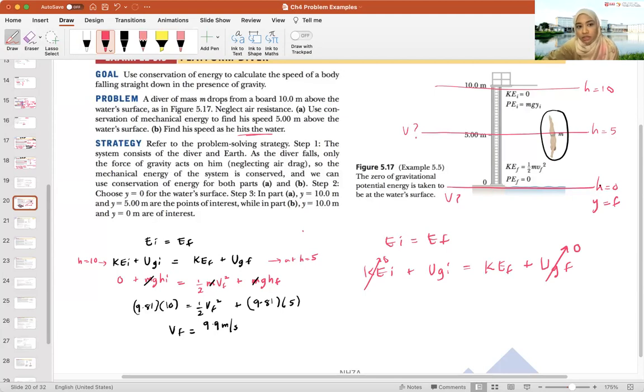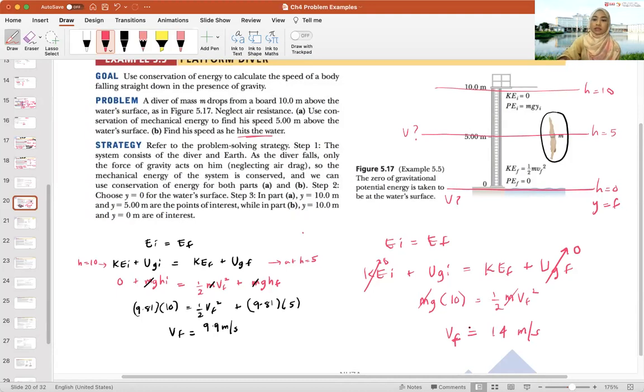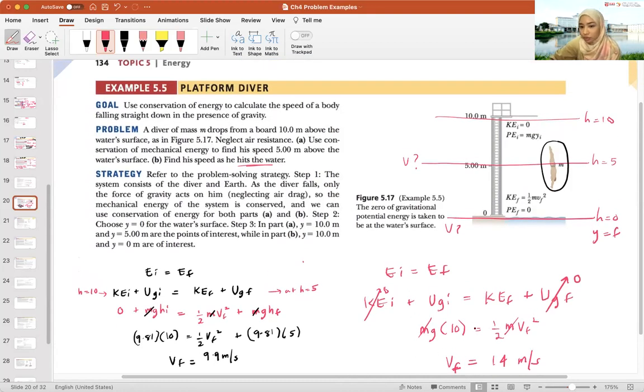This is our reference point. MGH is equal to 0 sebab H kosong. So now we have mg times with 10, equals 1 over 2 mv final squared. So senang je lah kat sini, m cancel out, 9.81 times 10 times with 2, and you get square root of that. So your v final is actually 14 meter per second. Kenapa? Sebab our entire UG initial is converted into KE, completely converted into KE. Dah tak ada dah yang tertinggal jadi MGH.